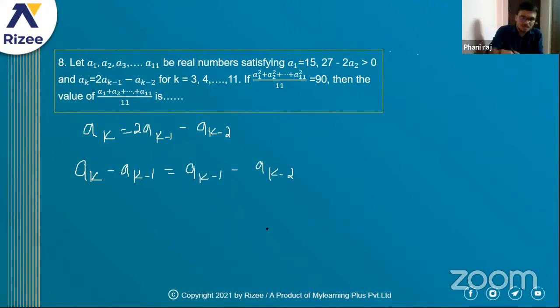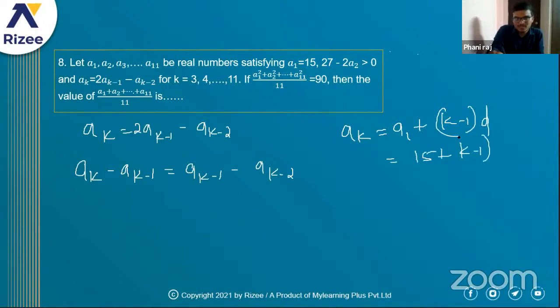So next, since it is an arithmetic progression, any term ak is a1 plus k minus 1 into d. You do not know what d is, but you know a1 is 15. So 15 plus k minus 1 times d. To find d, you are given this.